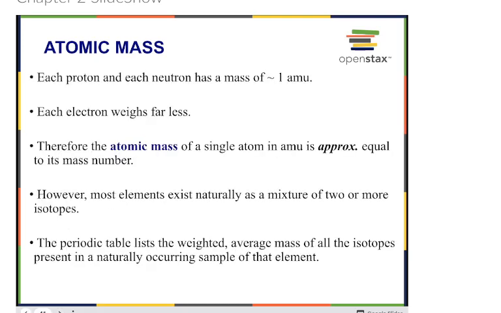Atomic mass, which you have already learned about, is equal to the single atom, therefore the atomic mass of a single atom is about its mass number. That is how we are calculating atomic mass. However, most of these elements in nature, as we just learned in isotopes, exist as a mixture of two or more different amounts of this element.